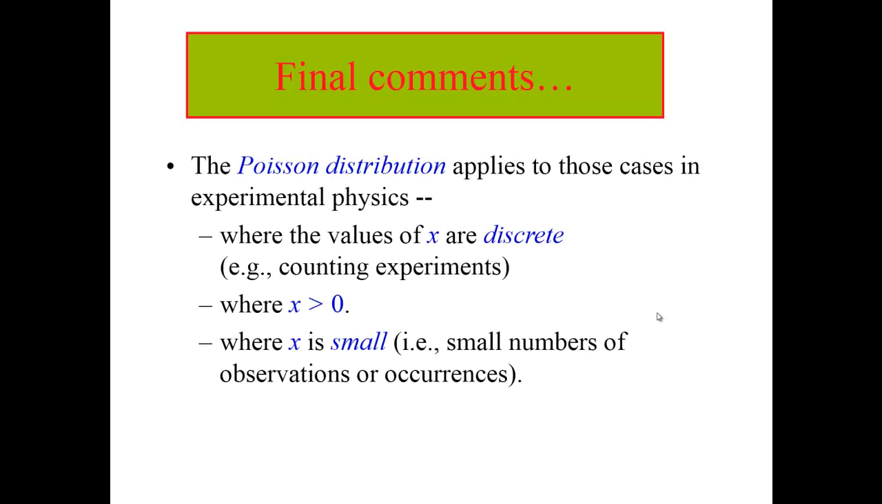So final comments: the Poisson distribution applies where the values of x are discrete, counting experiments like I've been saying, and the number of successes has to be greater than 0. You can't have a negative number of events, and x has to be small. The way we achieve that in practice is by making our individual trials short trials for counting experiments. We can satisfy that requirement.